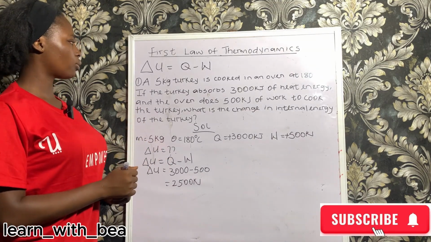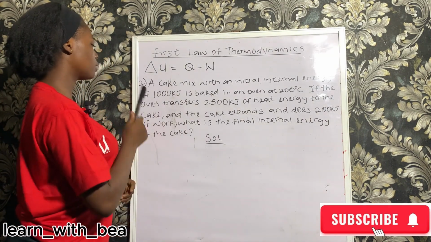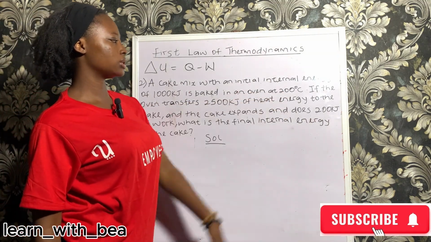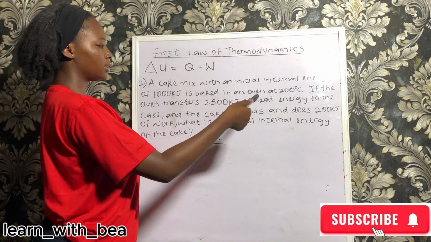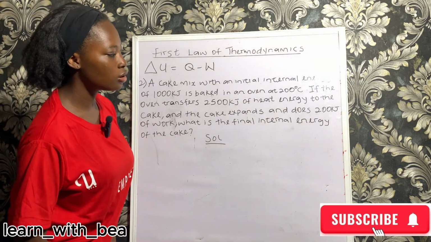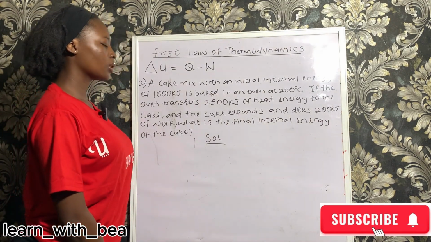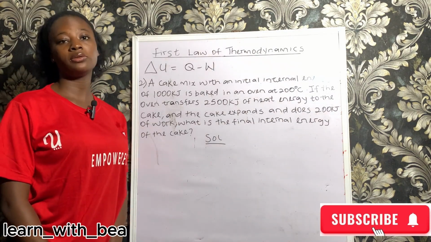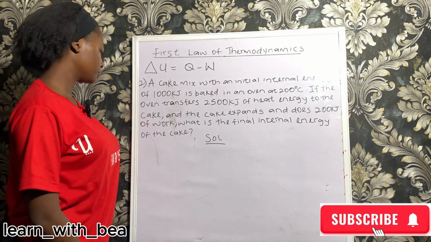So our next question: a cake mix with an initial internal energy of 1000 kilojoule is baked in an oven at 200 degrees C. If the oven transfers 2005 kilojoule of heat energy to the cake and the cake expands and does 200 kilojoule of work, what is the final internal energy of the cake? So, like I said, first thing first, write out the values of what you were given.